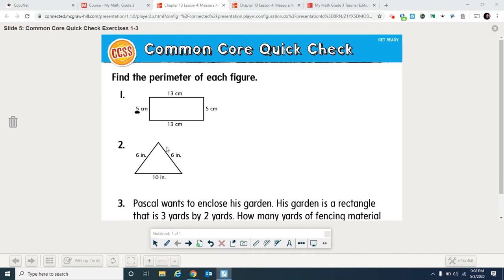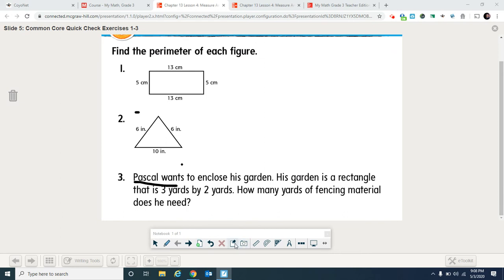For number two, we have a triangle that has a side of 6 inches, another side of 6 inches, and this part is 10 inches. And the third question is: Pascal wants to enclose his garden. His garden is a rectangle that is 3 yards by 2 yards. How many yards of fencing materials does he need?